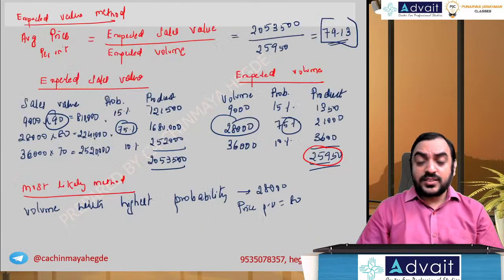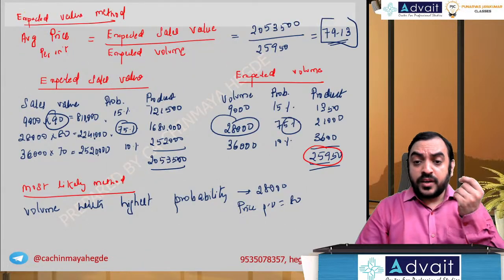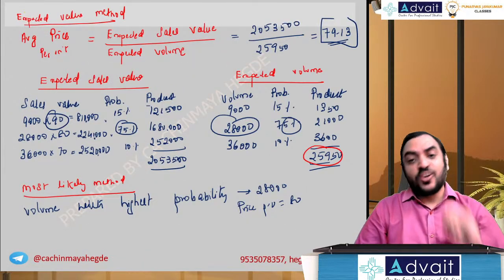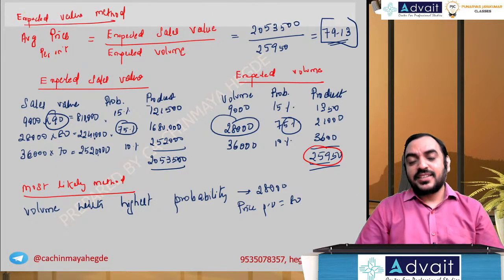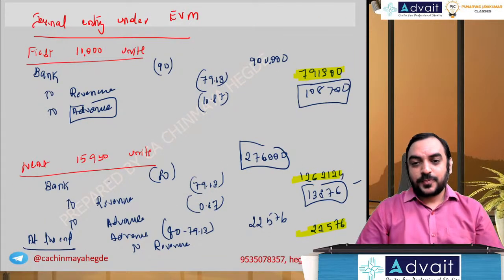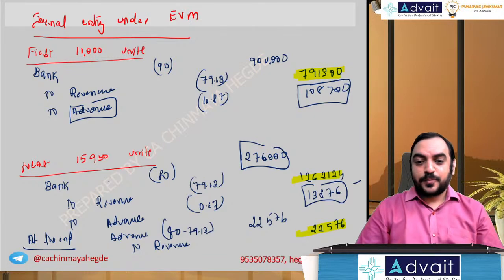And ultimately, what is the revenue to be recognized? You have sold him 25,950 units, 80 rupees per unit. 25,950 into 80, that's what you get: 20,76,000. I hope you are able to reconcile also like that.